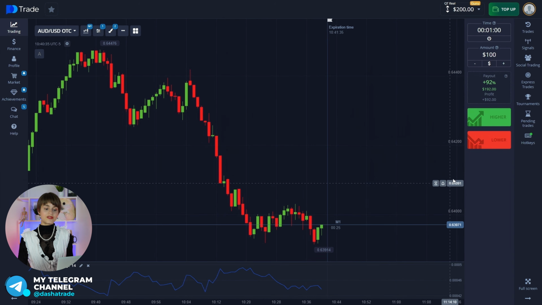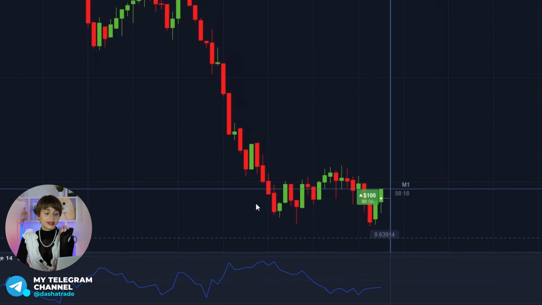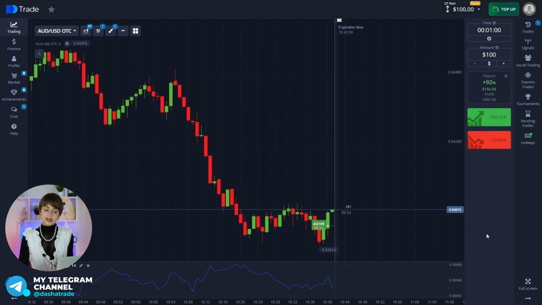So I found the first case. Let me open a deal with higher for 1 minute. Right here, I see the price reached the resistance zone. Besides that, while reaching this level, I see ATR is falling. It means a rollback, an upward movement, is going to happen from this level. This is how we open deals on this principle.